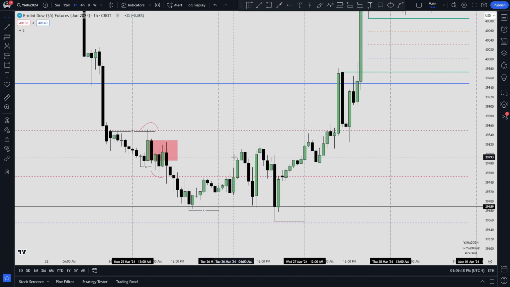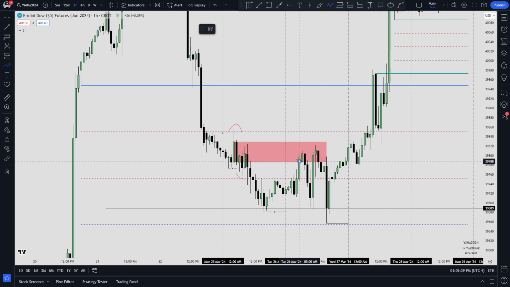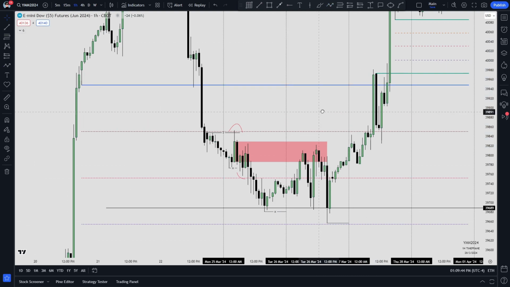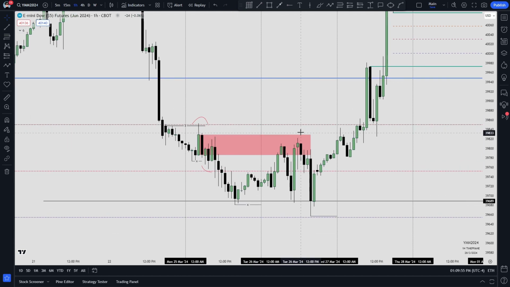So Tuesday, I'm also looking for shorts. Why am I still looking for shorts? Because we have not broken structure. Price action is still in a bearish market structure, and it's not until we can break above this level that I anticipate higher prices. So as long as structure has not been broken, we have not broken above these highs, and we're still holding inside of this bearish inefficiency, I'm looking for shorts.